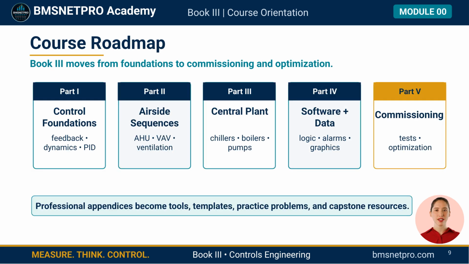Here is the learning path. Part 1 builds the control foundation: feedback, process dynamics, PID, measurement confidence, final control elements, states, modes, priorities, and safeties. Part 2 applies that foundation to airside sequences. Part 3 moves to central plant control. Part 4 addresses software architecture, priorities, scheduling, alarms, trends, graphics, documentation, and integration. Part 5 brings everything into commissioning and optimization. The appendices become the tools and templates learners use in the LMS and capstone.